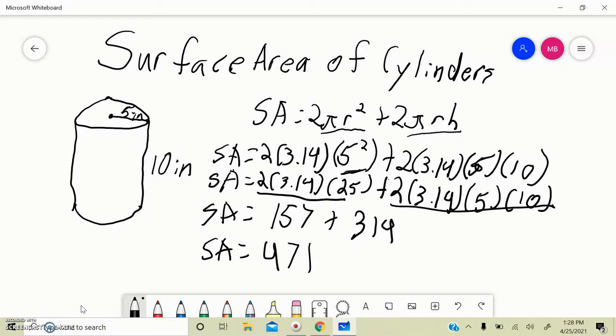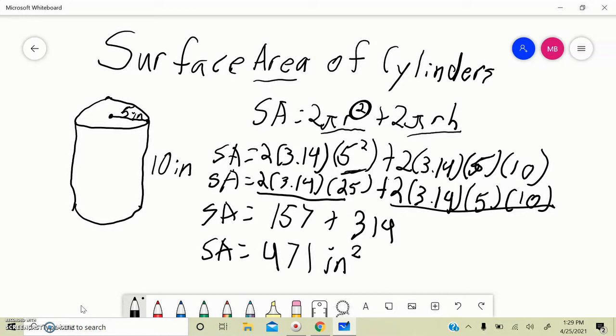Am I done? No. I have to remember my units. Okay? And remember, since I did have that square here, these are going to be inches squared. Okay? Anything with area is going to be squared.